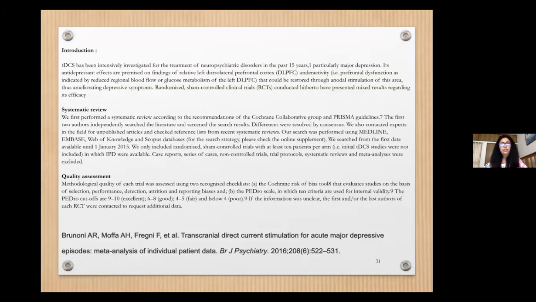And this is an example where, if you see in the quality assessment, the PEDro scale has been used. It's quite common in physical research and neuropsychiatric research. Also, they have used the Cochrane risk of bias tool. So both have been used to assess the bias.